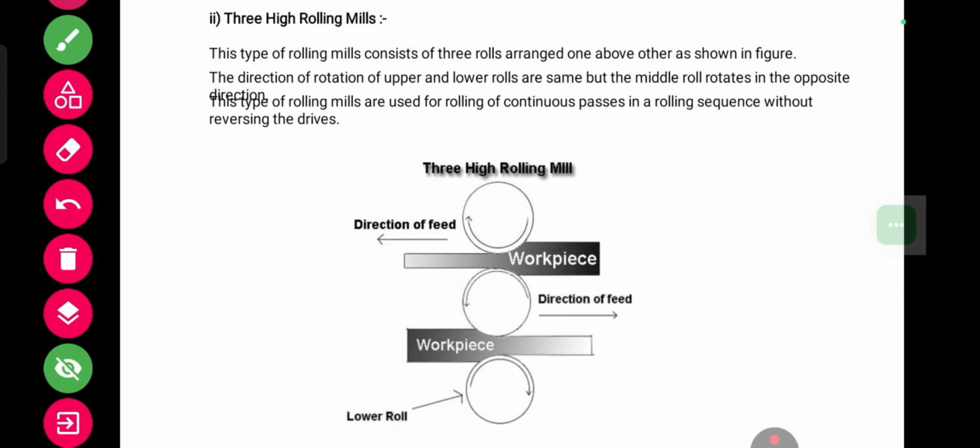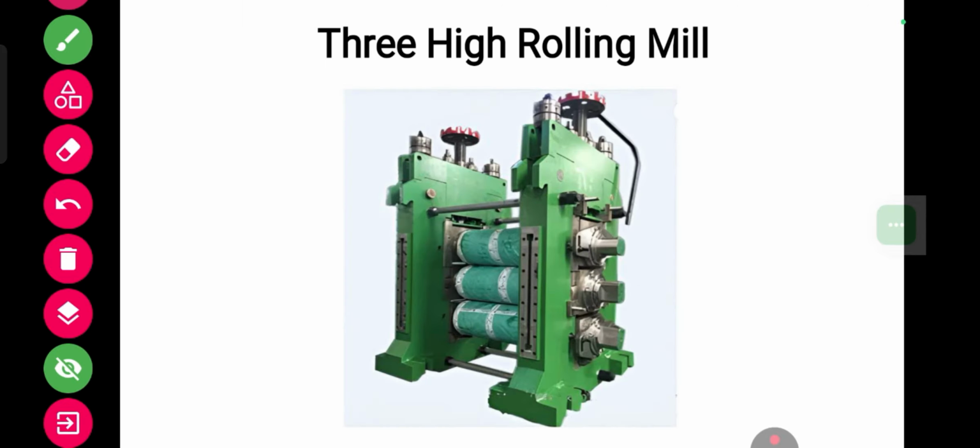These types of rolling mills are used for rolling of continuous passes in a rolling sequence without reversing the drives. This results in a higher rate of production than the two high rolling mill. This is the image of a three high rolling mill machine. Here you can see there are three rollers.